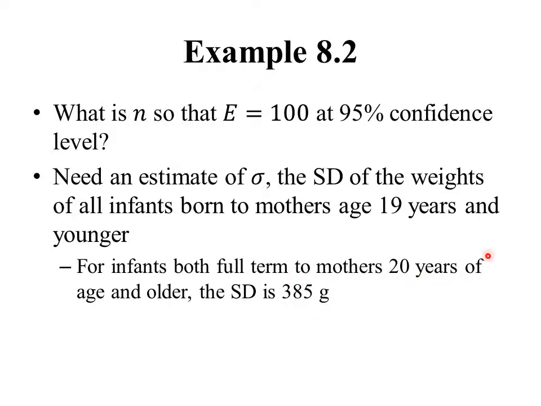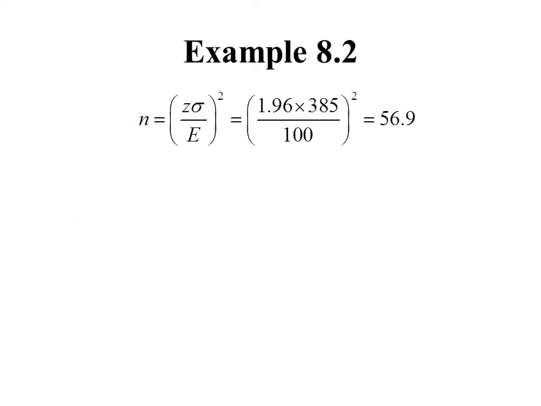So here we've got another population of mothers, not the same population, but in a survey of those mothers, we found that the standard deviation was 385 grams. Now, exactly how they found that number, we won't worry about. We're just going to take that number for granted. And so we're going to take this number 385 as an estimate of sigma that we'll use in our formula for the sample size. And so now we've got all the necessary information. We just need to plug stuff into our formula.